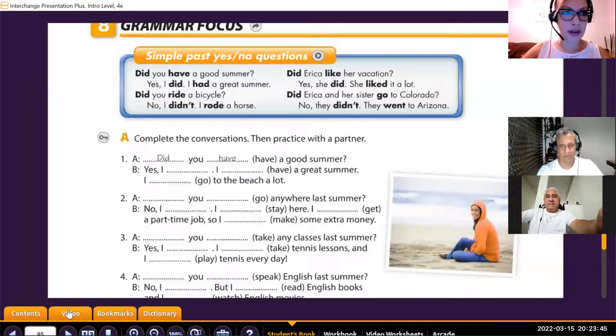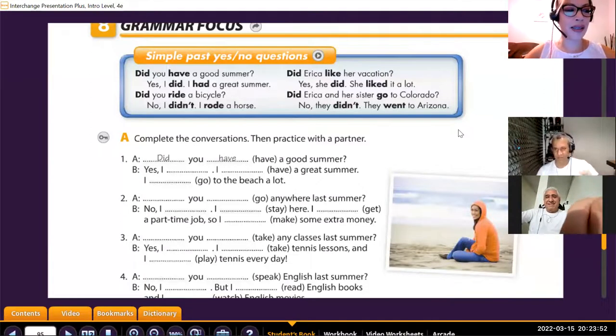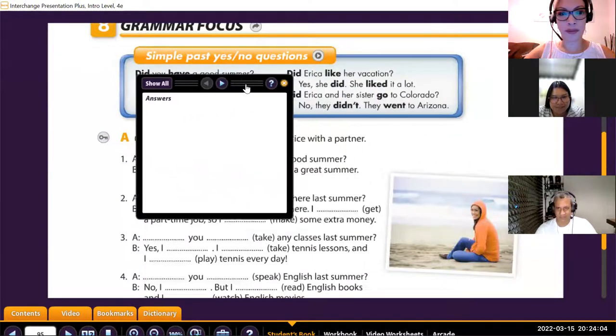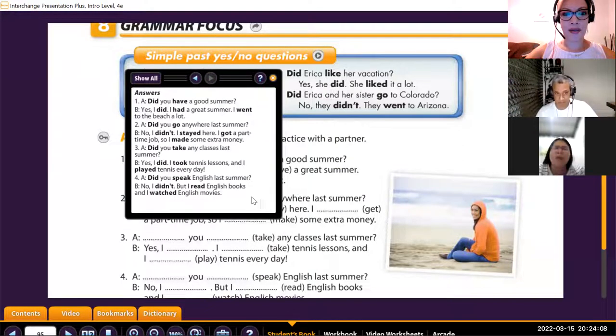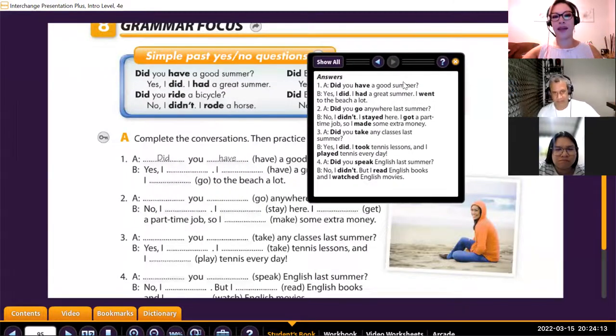Hello, let's see. Hi, how was the exercise? Was it easy, difficult? Easy. Nice. Now let's check the answers. I cannot make it bigger, but it's here in this little square. You may have the answers like the words in bold.